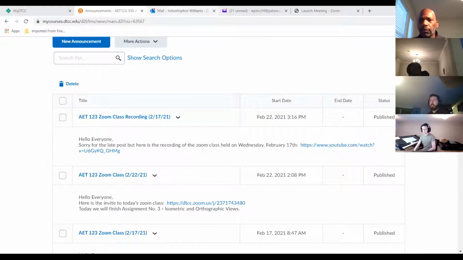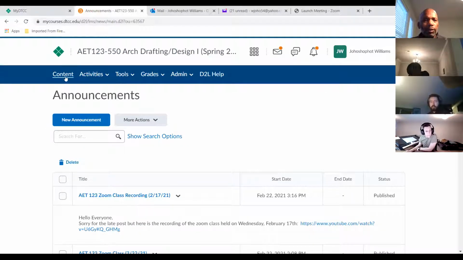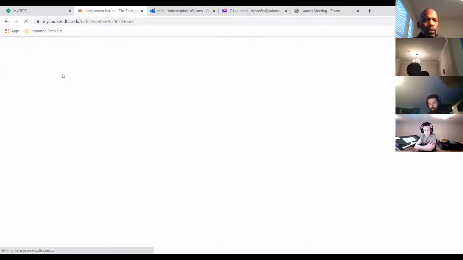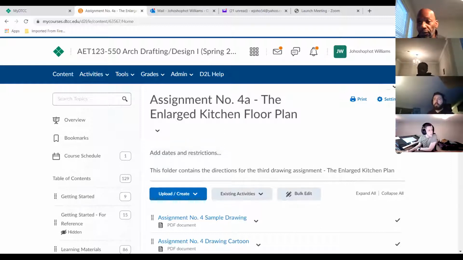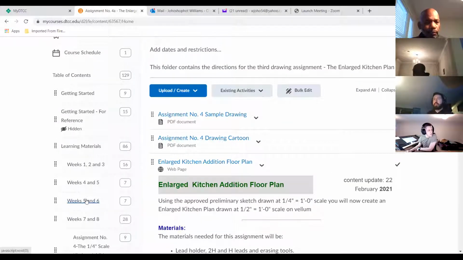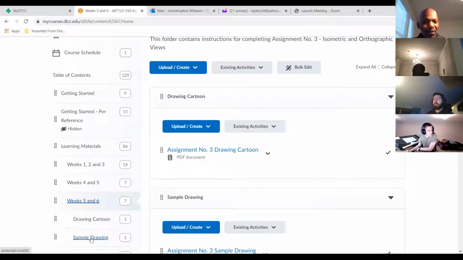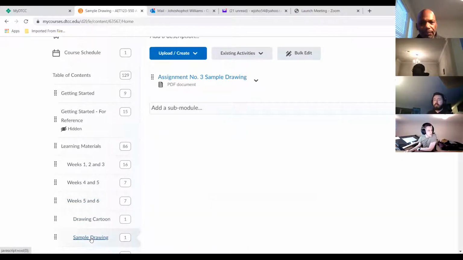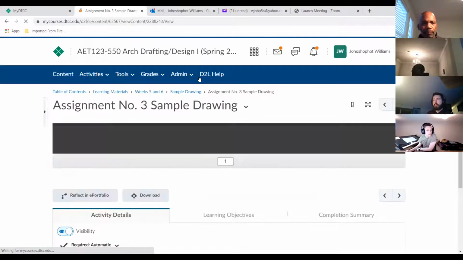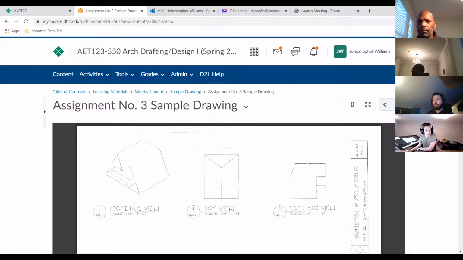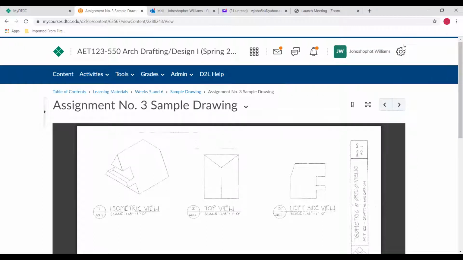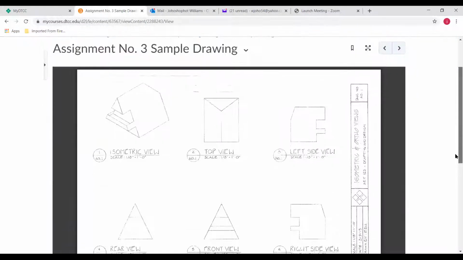Let me go to content here. I want us to review the enlarged drawing, the cartoon drawing, the sample drawing. So we all know that this is what we're shooting for.